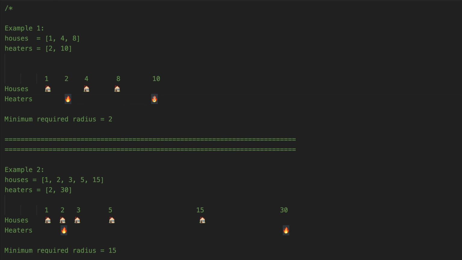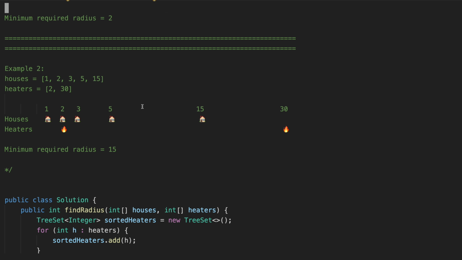The house at position 8 will be heated by the heater at position 10, because it's the closest one, and 10 minus 8 gives us 2. So we need to return the minimum required radius, the minimum radius that will heat all the houses. So that's the first example. Let's take another example so it will be more clear.